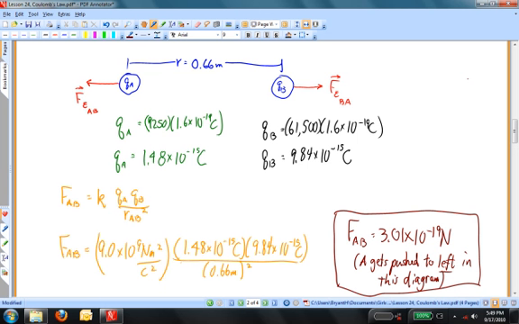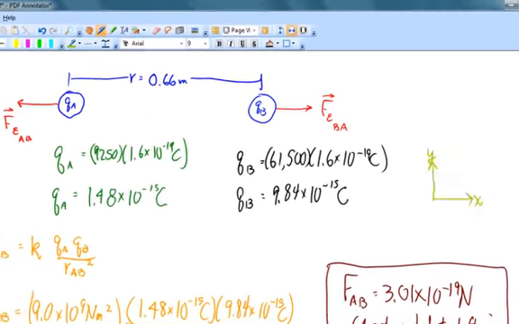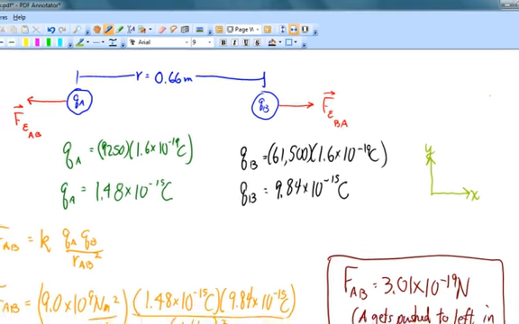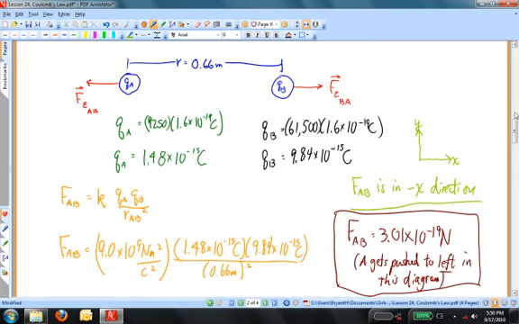Frequently, you'll see that there will be a coordinate system that's given to you, and you'll be asked to say what is the direction of the force on this particular charge in that coordinate system. So just briefly, let me sketch a coordinate system here. In this coordinate system, positive x is horizontal, positive y is vertical, and we see that the force on A due to B is in the negative x direction. Frequently, you'll have to express the direction in terms of a given coordinate system. So that's it for this particular problem.